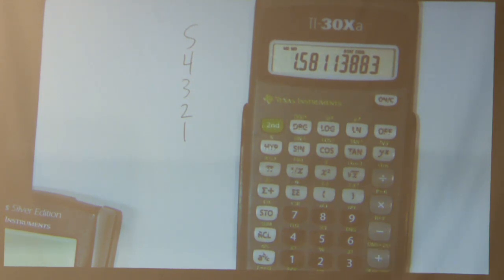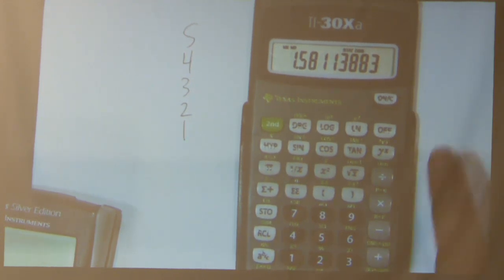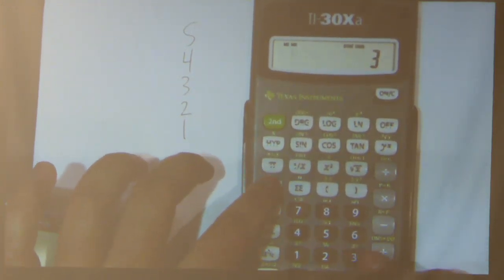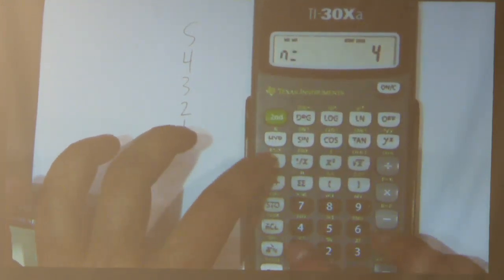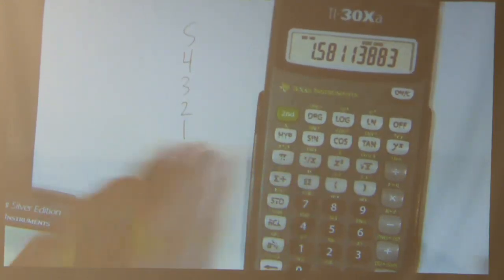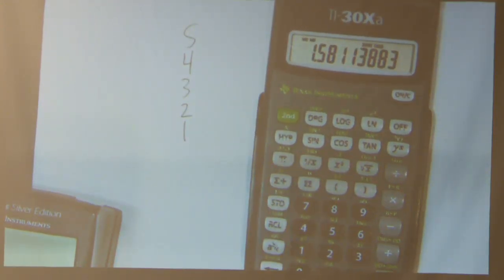So for this kind of calculator, again, every time you have to do it, you're going to have to go off and then back on so the number is clear. You just type in the number, hit E+, next number E+, next number E+, next number E+, next number E+. Then second square root, and you'll get your standard deviation.